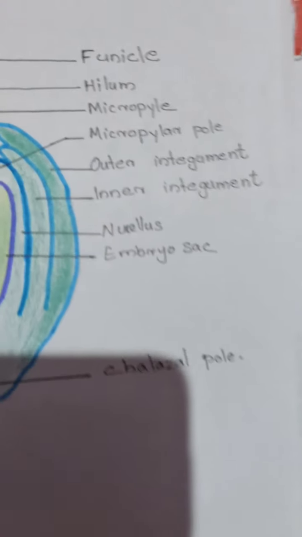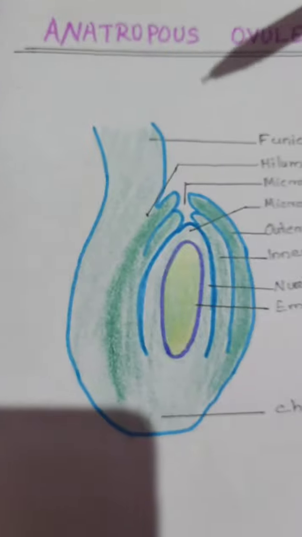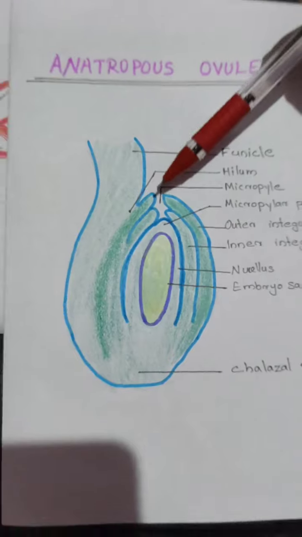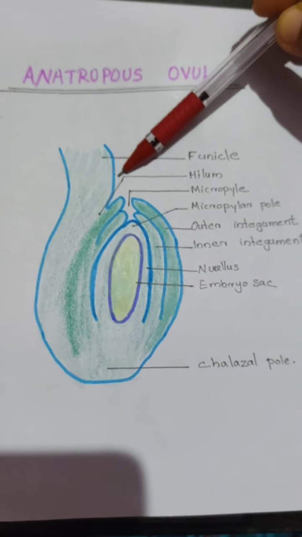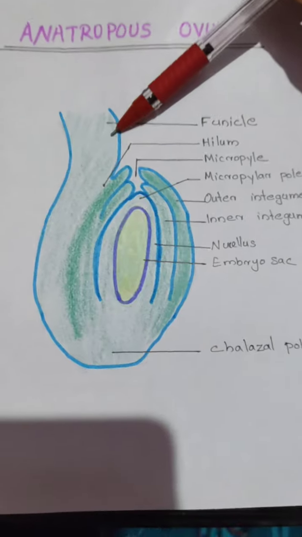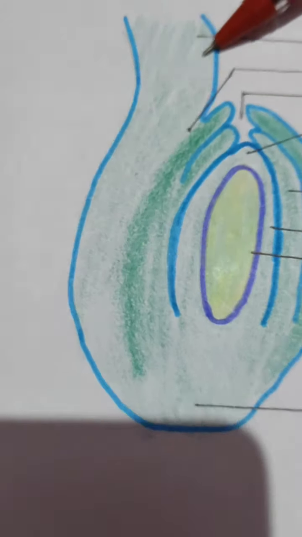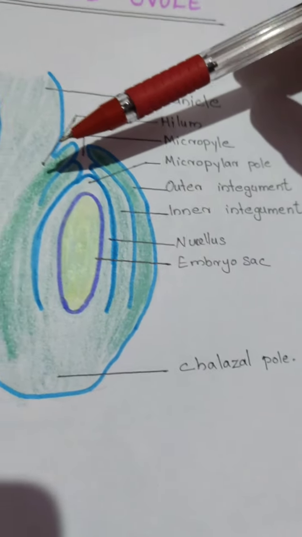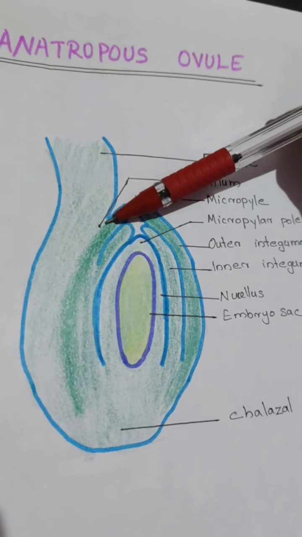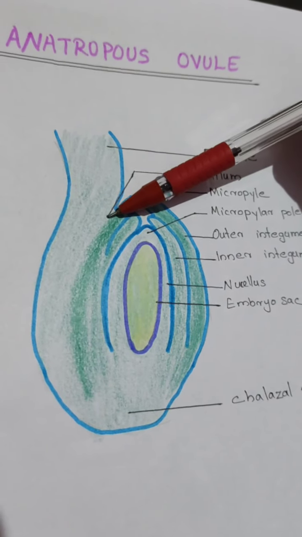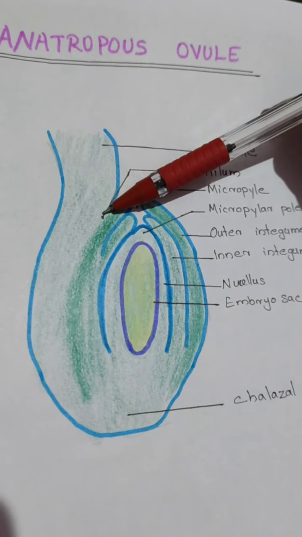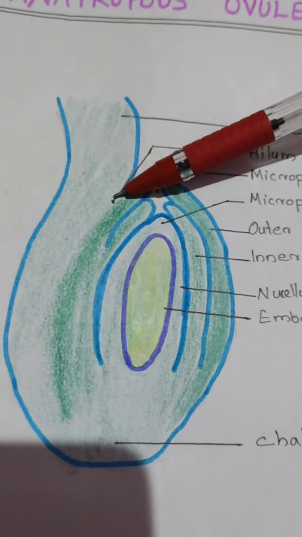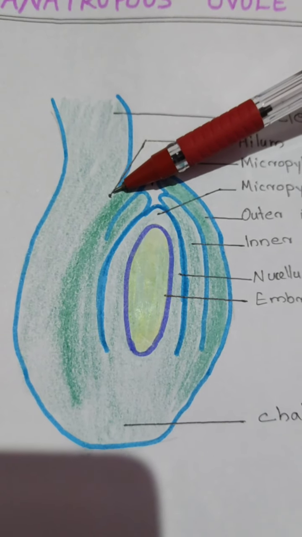The ovule is attached to the placenta by a stalk. The stalk is called funicle. The region where the body of the ovule fuses with the funicle is called hilum.